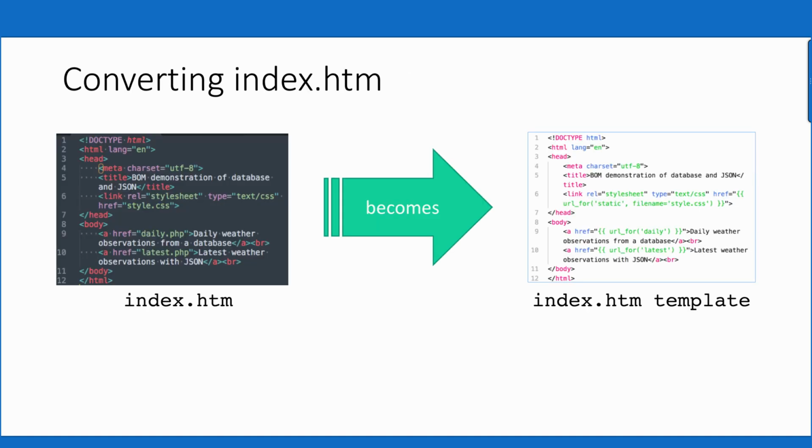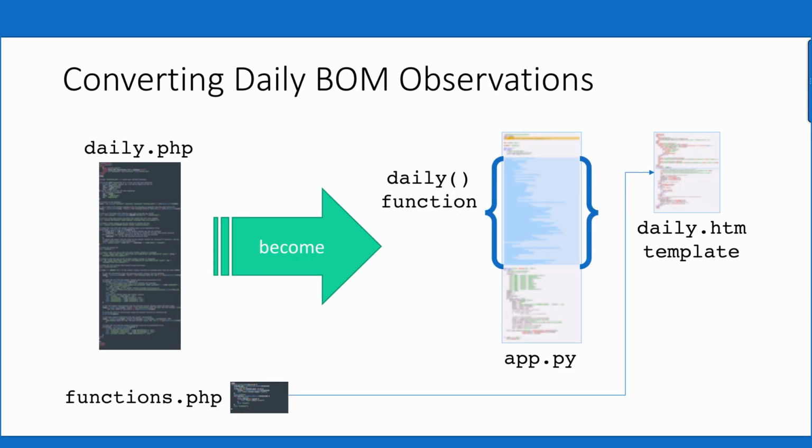Converting index.htm. The original PHP application index.htm is the home page. It doesn't contain any PHP coding. For the Flask application, it has been converted into a template with the same file name. Daily.php and functions.php are converted into the daily function in the app.py program and the template daily.htm. The daily function handles processing the data, and the template handles presenting the data. As you can see, the functions.php has been made part of the daily.htm template.